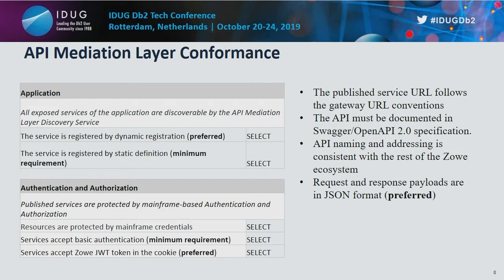And other examples are the published service URL follows the gateway conventions, that there is a documentation in the form of Open API 2.0, and others, and for example, that the request and response payloads are in JSON format. JSON format, because it's very easy to programmatically be exploited by other high-level languages. One of them, for example, Python, or obviously Java.